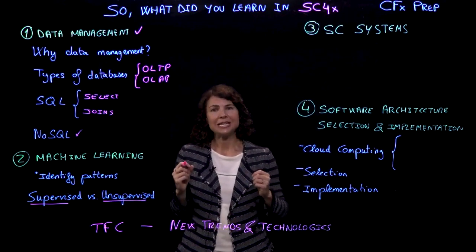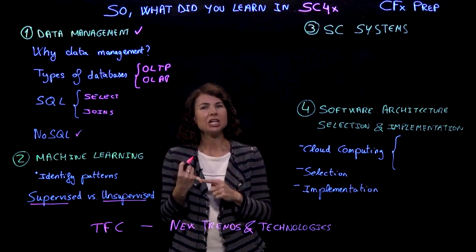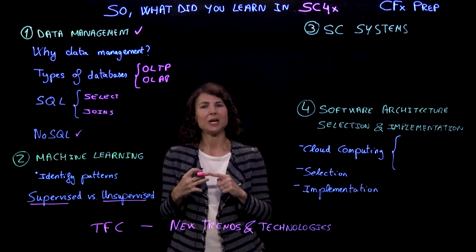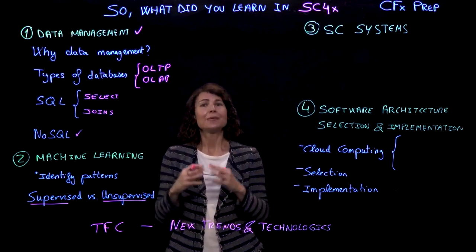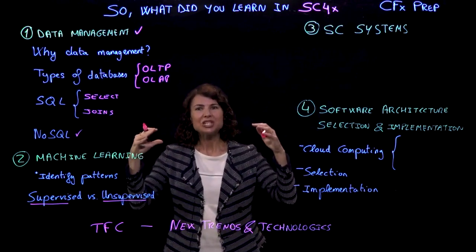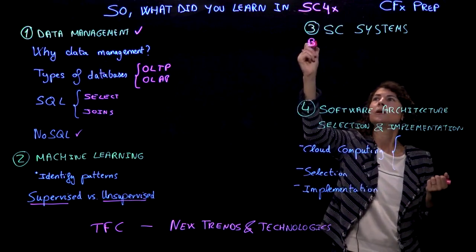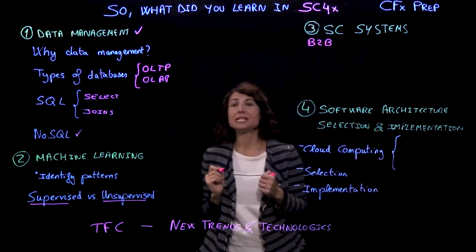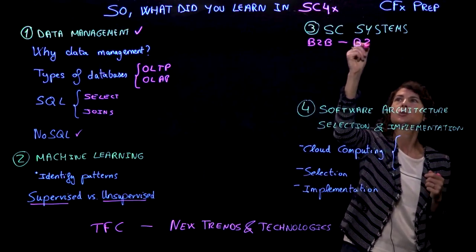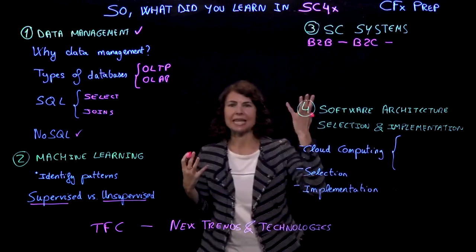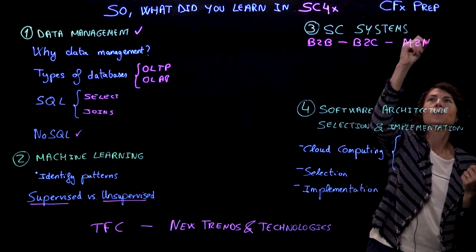In supply chain, we need information technology. We need information technology because supply chains are large and complex, and we need to manage the relationships between the different actors in a supply chain. There are different ways of communication that we need to manage in a supply chain. We need to manage business to business communication. We need to manage business to consumer communication, between the business and the end customer. And we also need to manage machine to machine communication.